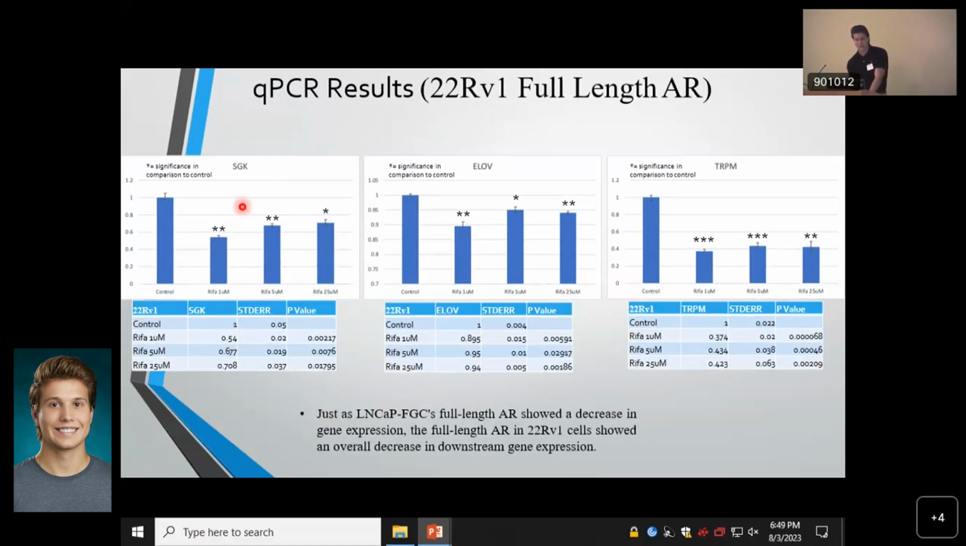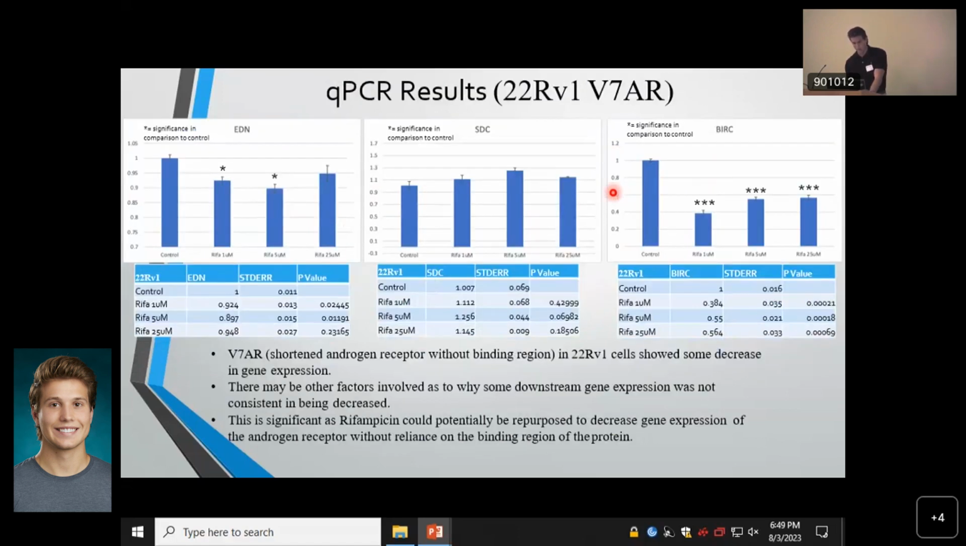These are the same genes to measure the full length as in the LNCaP, and it also had similar results where the gene expression was decreased. When I looked at the V7AR, which would be the shortened androgen receptor without the binding region, there were similar results. They showed some decrease in gene expression, but as you can see here, this one was kind of an outlier and didn't decrease with it.